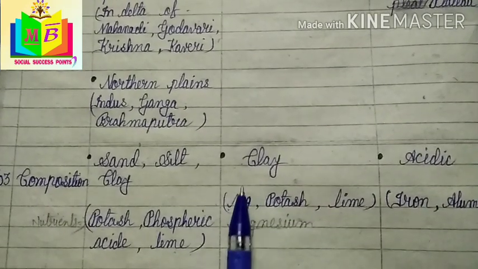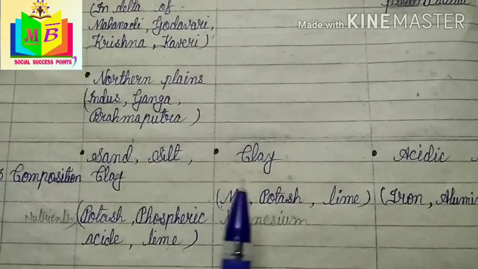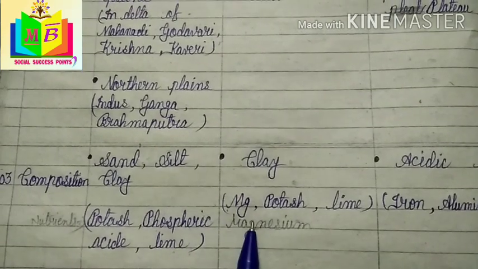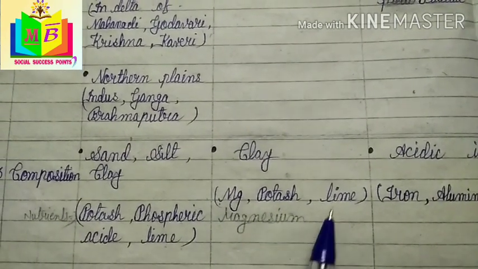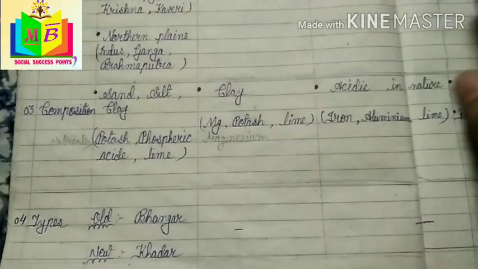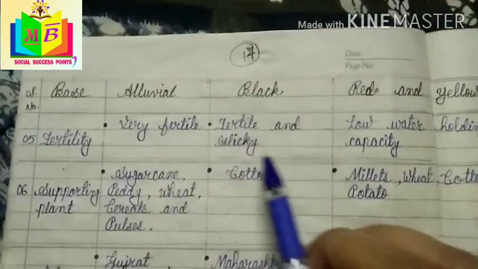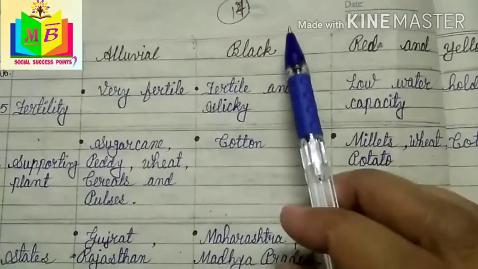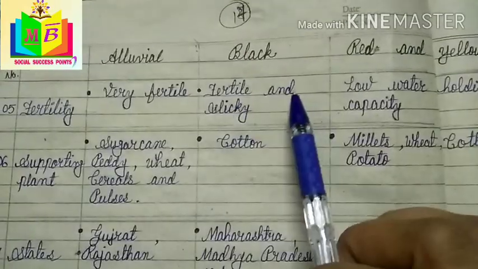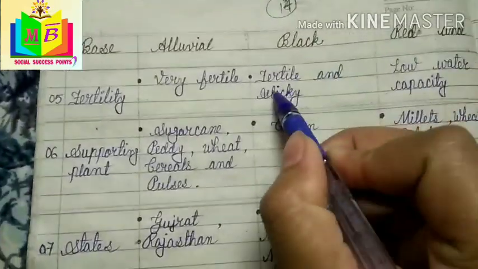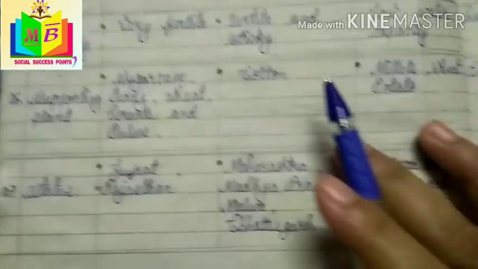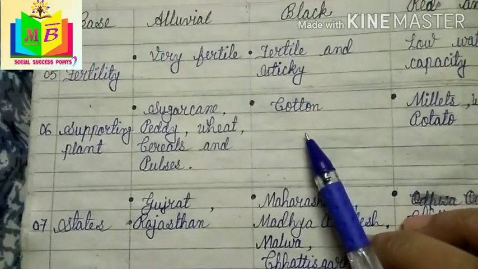And if we talk about the nutrients, so in black soil we may get magnesium, potash and lime. Next, other than its type, there is no other type of black soil. Next is fertility. Black soil is fertile and sticky also, and it is supporting plant.